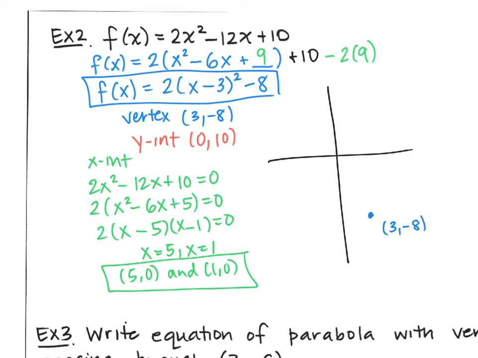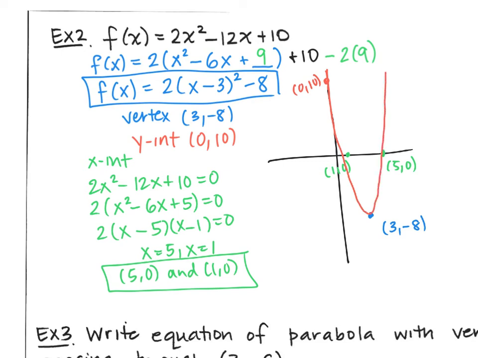Okay, my y-intercept is (0, 10). So if that's 8, maybe 10's up here. I'll label it since I am not drawing very well to scale. My x-intercepts are at (1, 0) and (5, 0). If that's (3, -8), then (1, 0) is probably here, and (5, 0) is probably here. Okay, and that's a decent graph, I think.